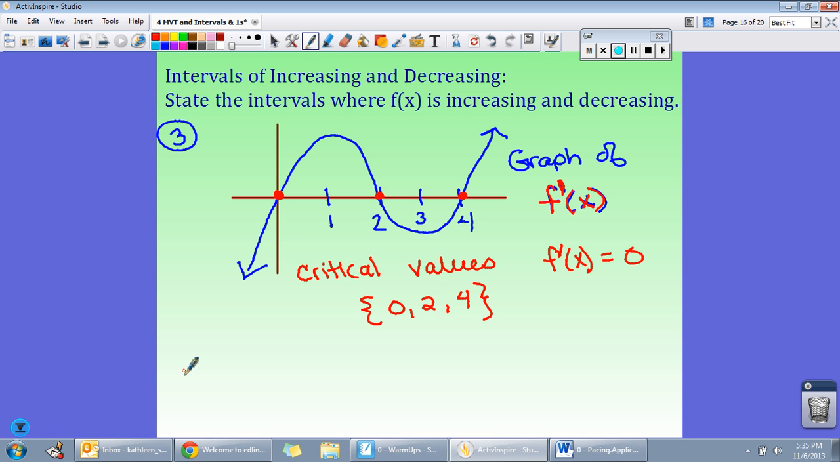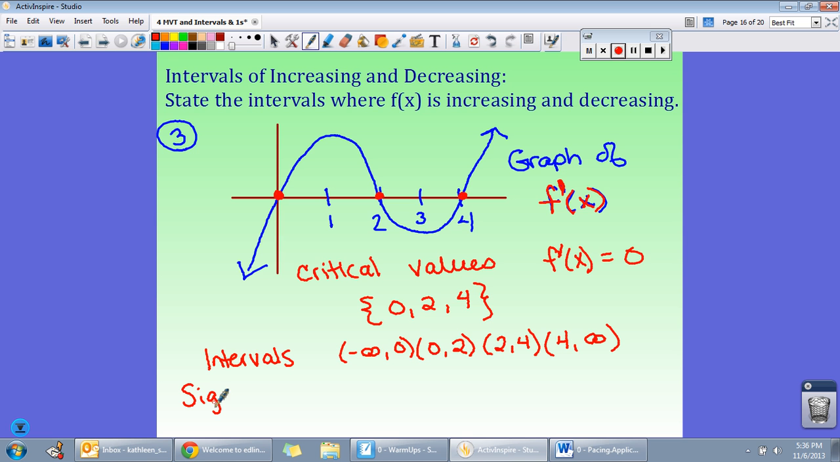So when we go to do our test intervals, we're going to break it up and have 4 intervals since we have 3 critical values. From negative infinity to 0, from 0 to 2, from 2 to 4, from 4 to infinity. Again, we have a graph, so there's no reason to get a test value, but what we're looking for is the sign of f prime of x.